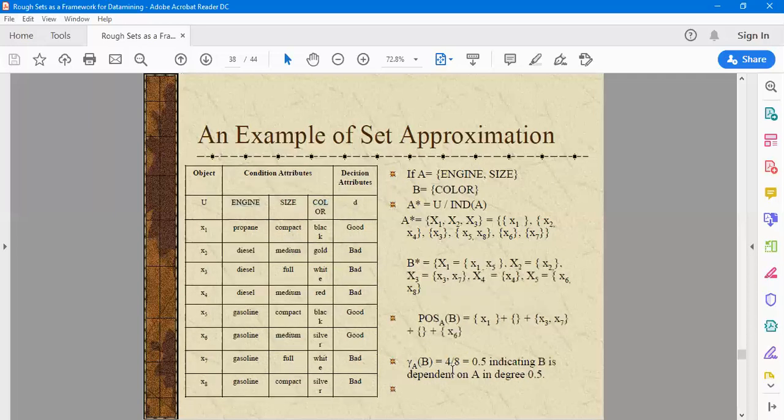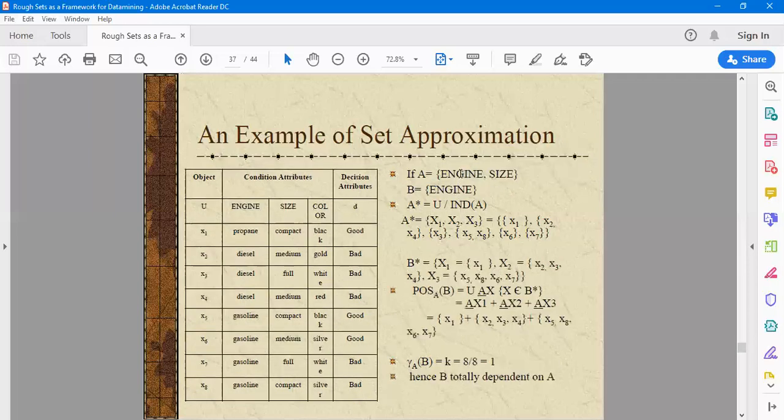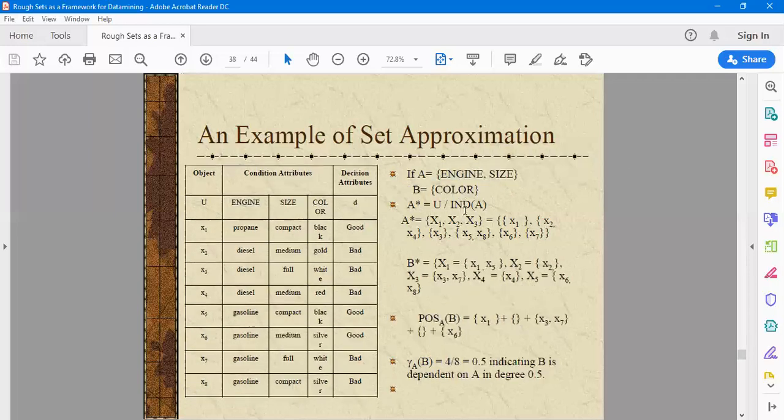After you calculate this, another combination is engine and size, and now B here is color. In the previous case it was engine and size and B was engine. Now it is engine and size and B is color. So likewise you calculate in a similar way, where now B would be color. Initially we calculated with engine. Now this is an example with color. Similarly, you can calculate with size. Similarly, you can calculate with engine and size, and so on.